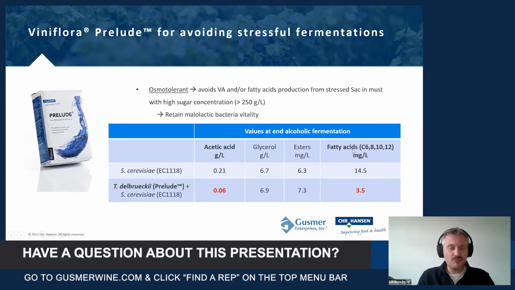These fatty acids are quite important because these medium chain fatty acids can be, down the road, quite toxic to malolactic bacteria. So by applying Prelude for a couple of days before you add the Saccharomyces, you can on one side decrease the volatile acidity, and at the same time decrease this fatty acid content. And for the happiness of the vinification, retain malolactic bacteria vitality at the end of the day.